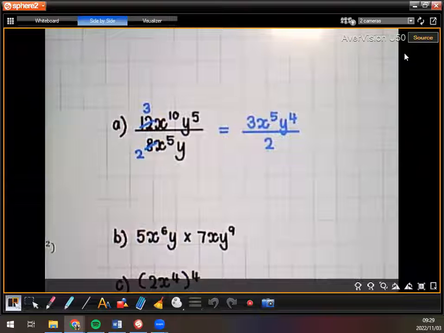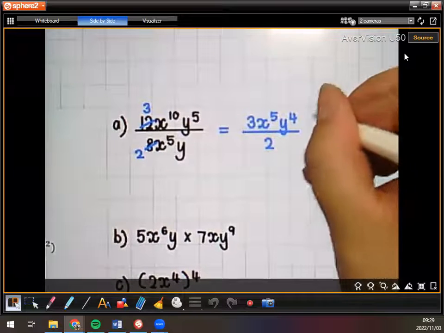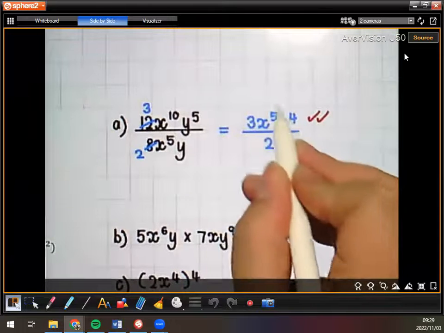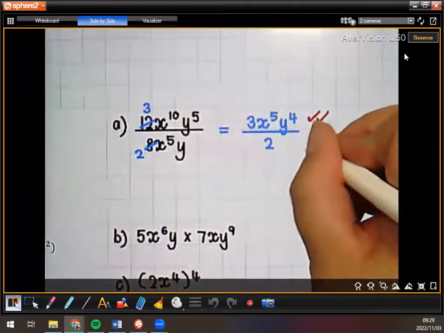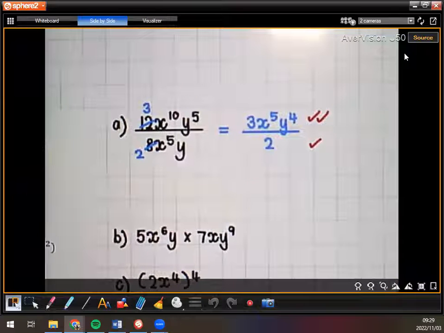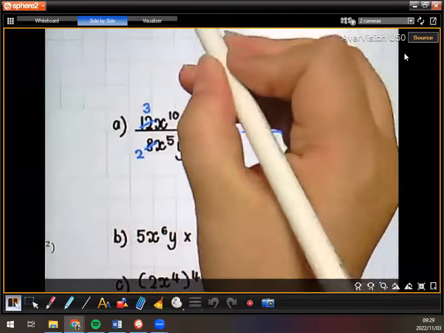Okay. So guys, usually they give like 2 marks for the numerator. There will be a mark for the 3 and then a mark for these 2 things, and then 1 mark for the denominator. Okay, so that should be all the 3 marks. Yes?